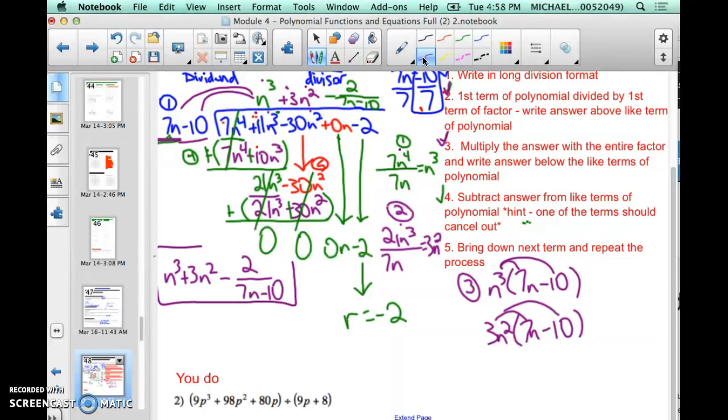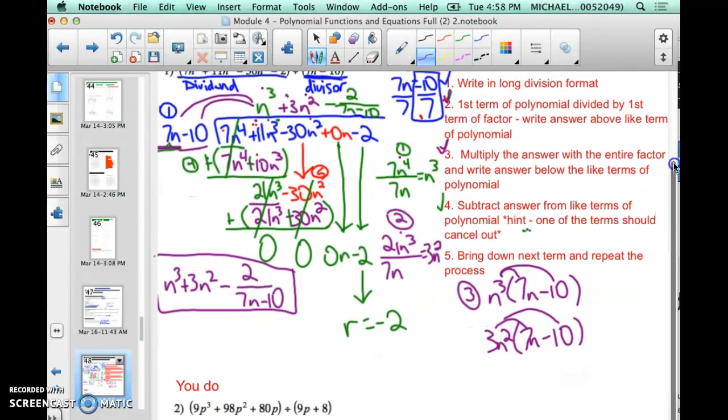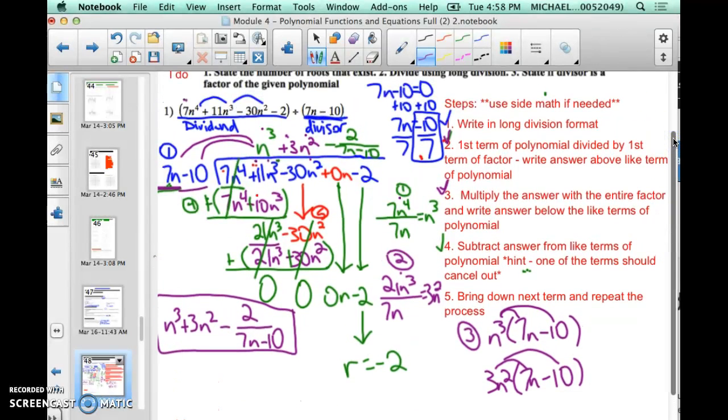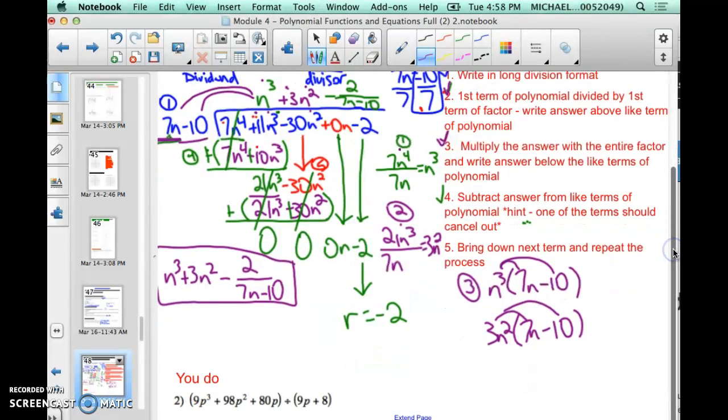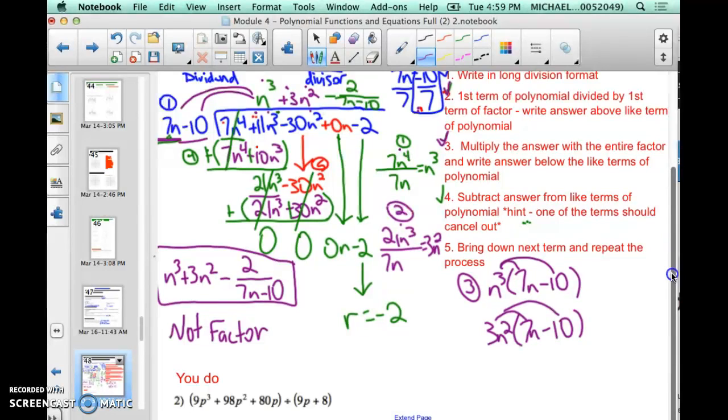Now, the third piece of this, state if it's a factor or not. 7n minus 10 is not a factor of the given polynomial. And I know that to be true because it has a remainder. Alright, so it's not a factor. If it's not a factor, the solution of that original factor, 10 over 7, is not a root or a 0 of the given polynomial either.